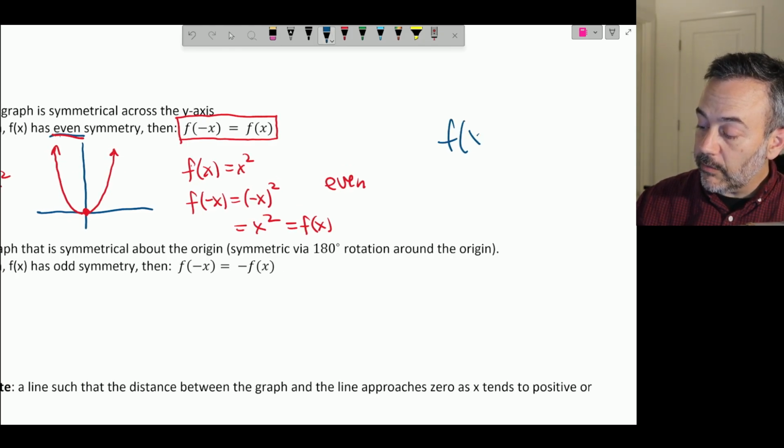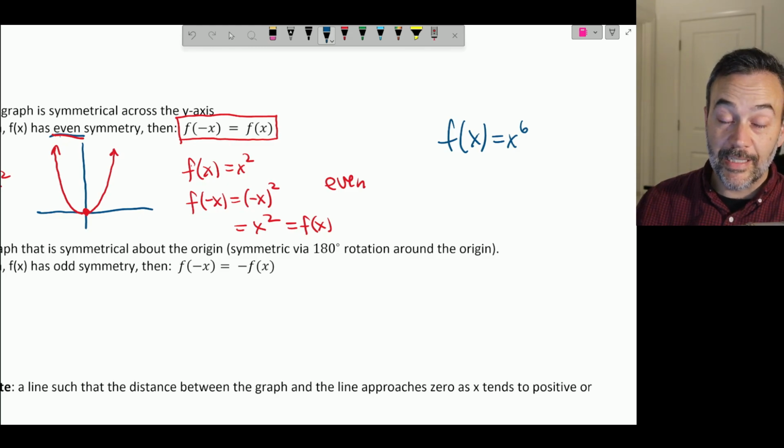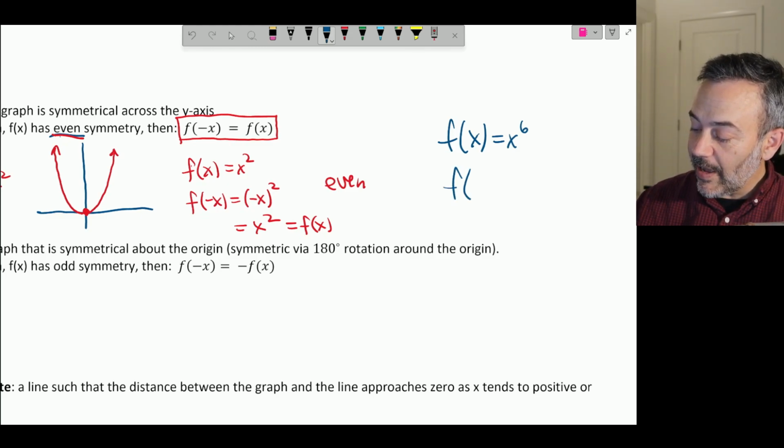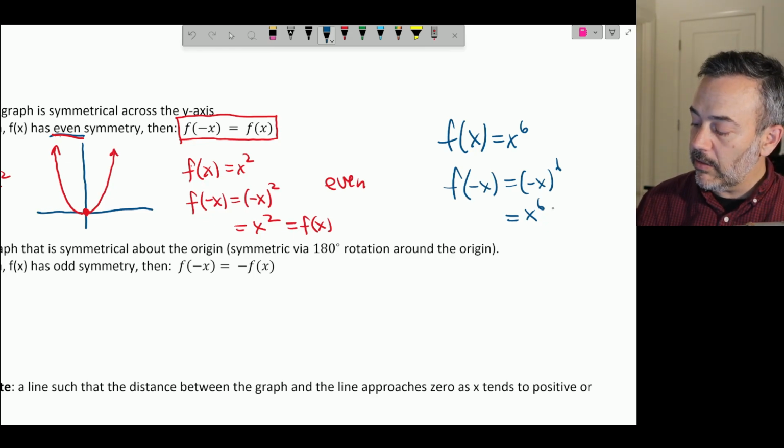Every function where it's x to an even power, like 6, is an even function. That's where it gets its name, actually. And so f of negative x is equal to negative x to the 6, which is equal to x to the 6, because if you raise a negative to the 6th power, it's positive, and that's f of x. That's okay.